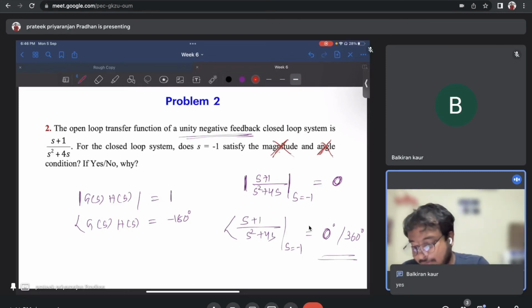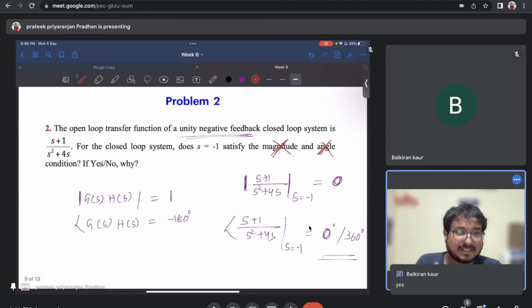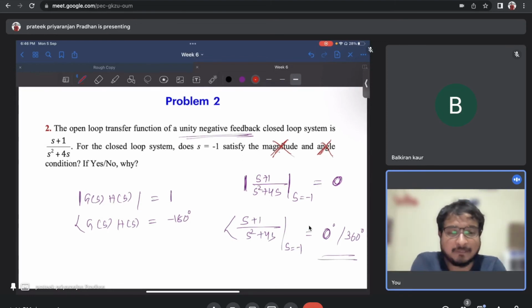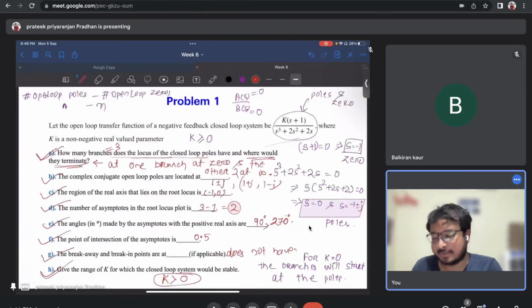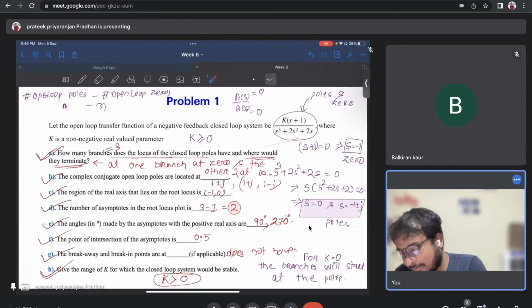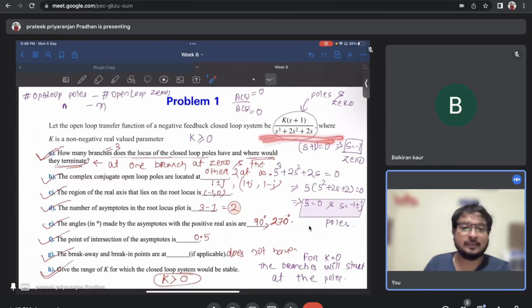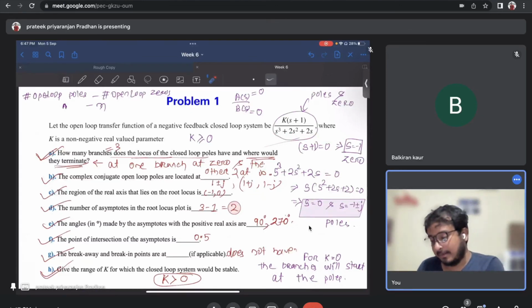Okay. So these are the questions. This kind of questions you will find in the assignment for this week. So I will just brief you about the first assignment question here. The equation is given for this, and it was asked how many branches and where they will terminate. Very basic question. What are the open loop poles, and the region of the real axis? Very straightforward, simple questions. So you can watch this video later.